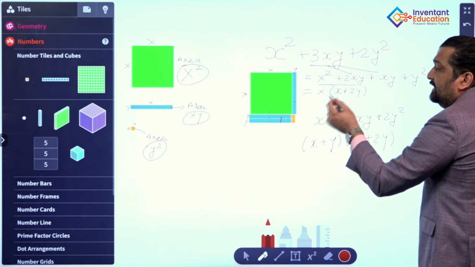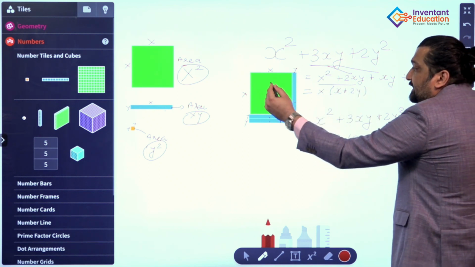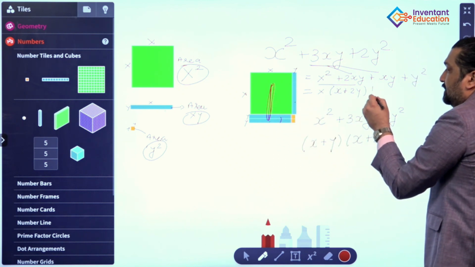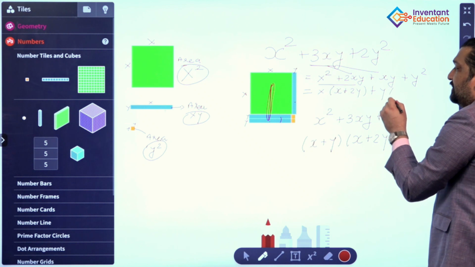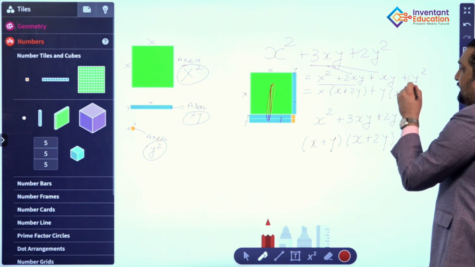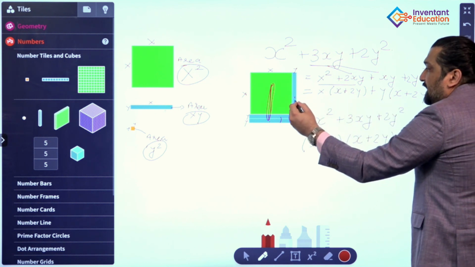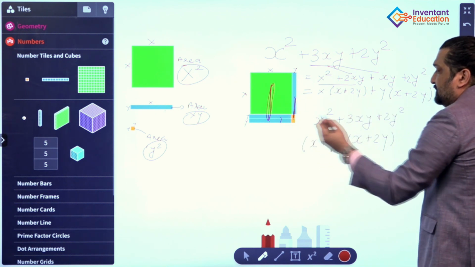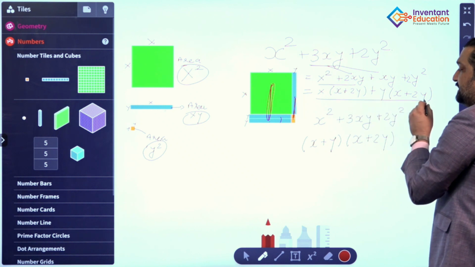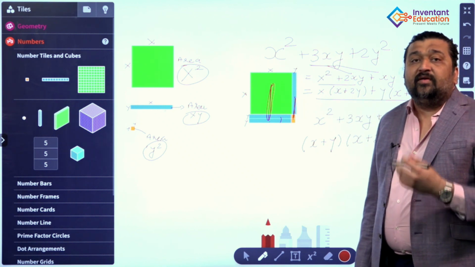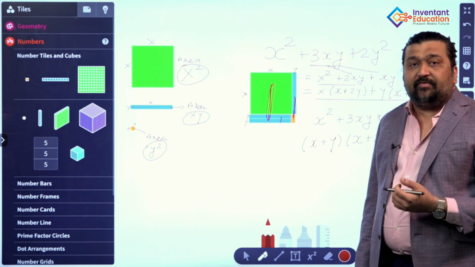This part, x multiplied by x plus 2y, is here, x multiplied by x plus 2y, plus here we have y common, x plus 2y. So this is y times x plus 2y, and the result is this. So that's how we can show factorization with the help of manipulatives.